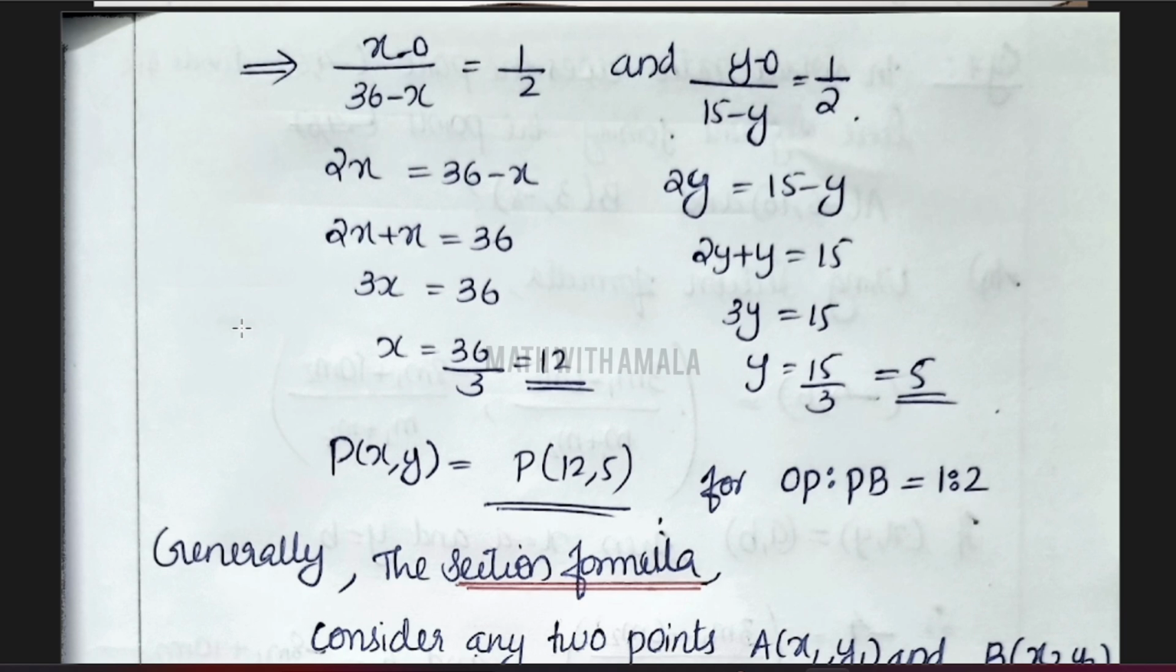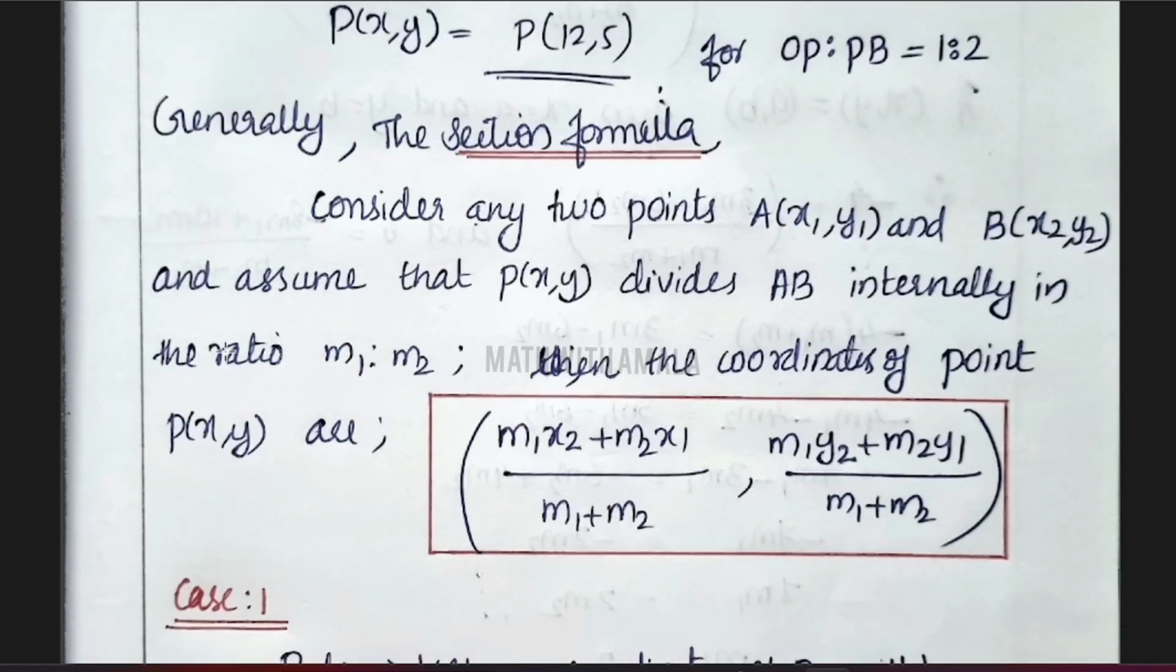By reducing the equations on left and right, you can get x equal to 12 and y equal to 5. Now P of x, y is equal to P of 12 comma 5. You have got the x and y values. OP is to PB is equal to 1 is to 2 because 1 is double the other.